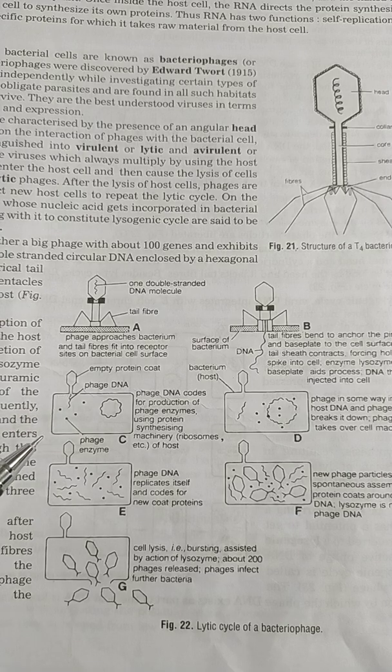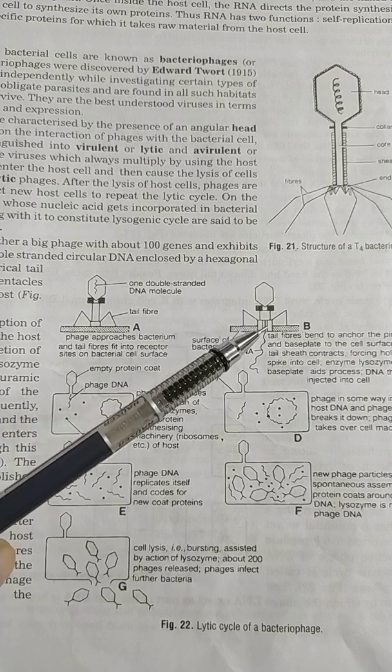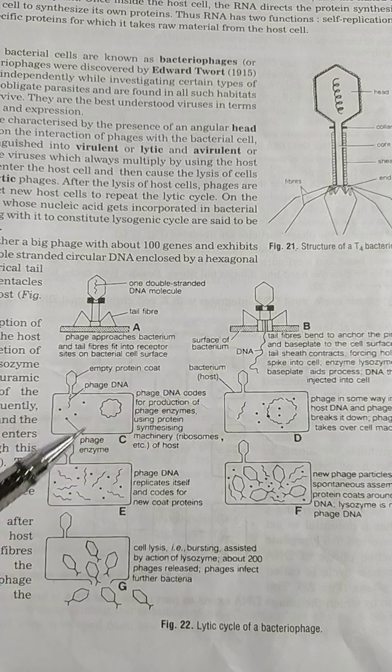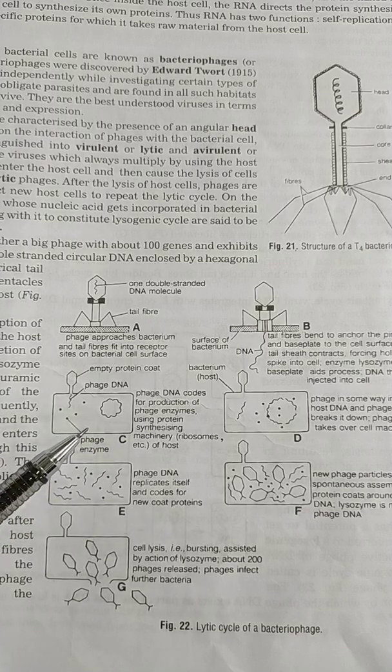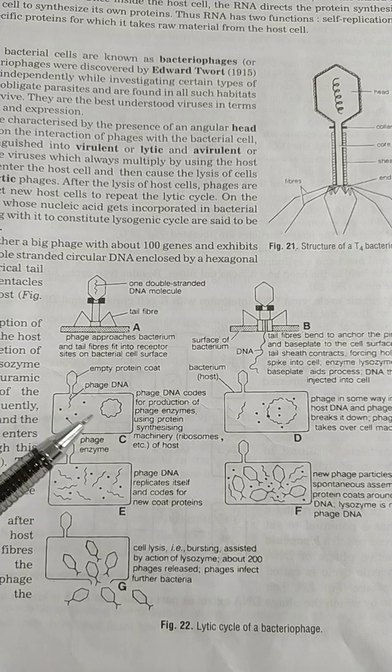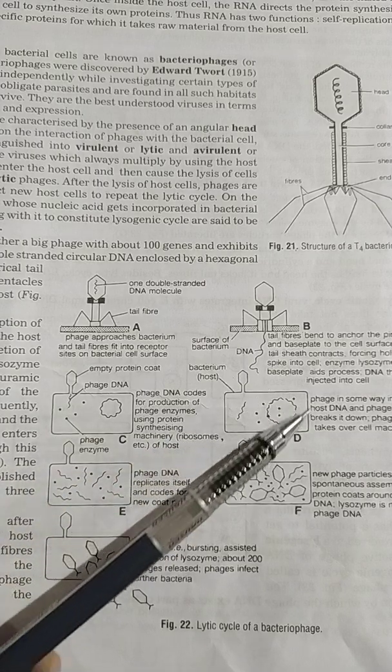Then the nucleic acid of the phage, the DNA of the phage, flows into the host cell through the hollow center of the needle. Through the hollow center of the needle, this DNA is sent inside the host cell or the bacterial cell. The nucleic acid takes over the host protein. This is the host protein.